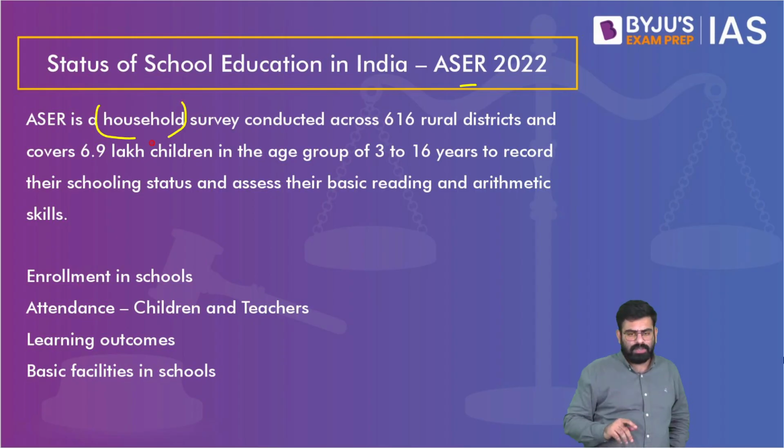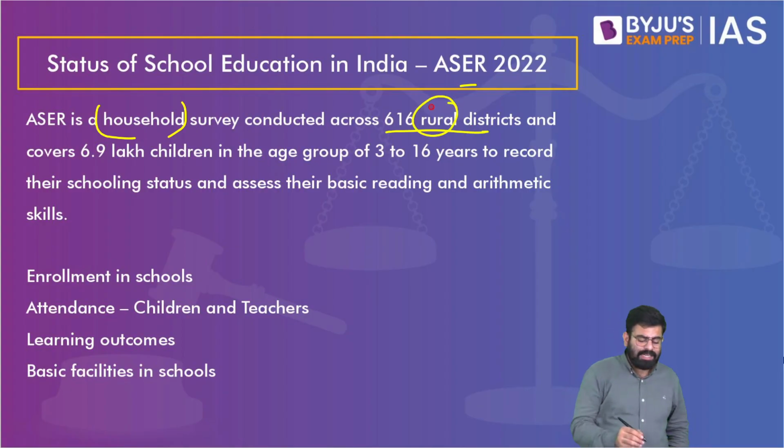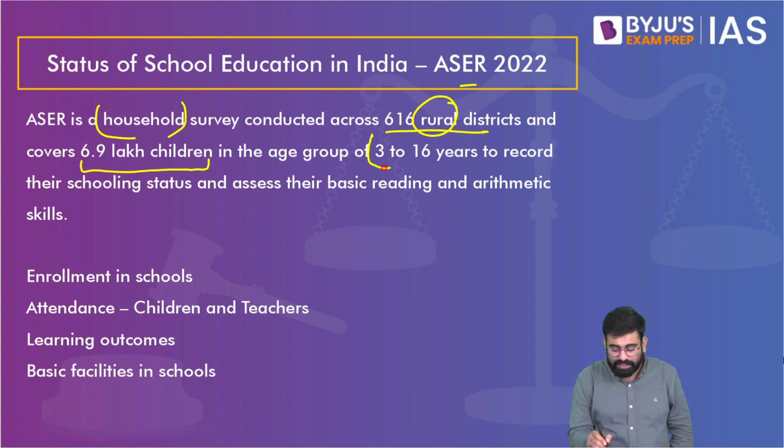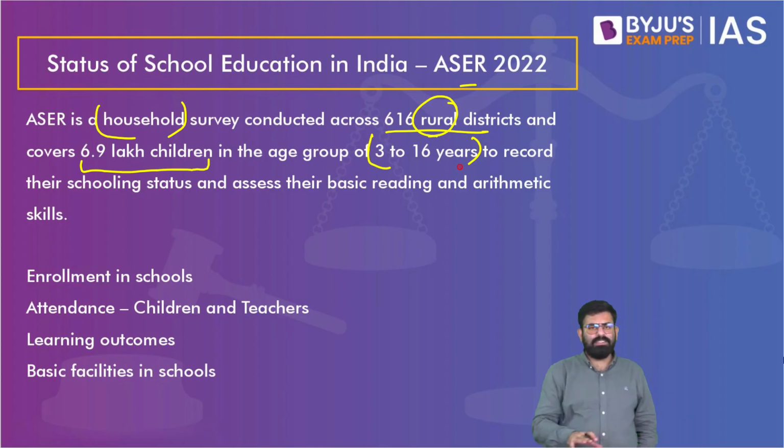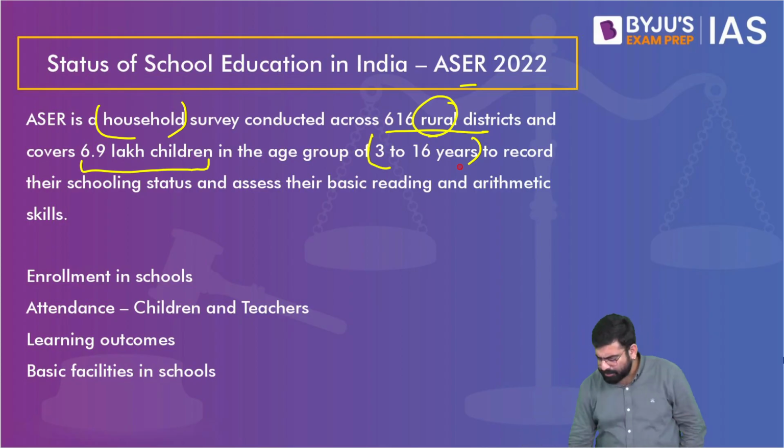This is a household survey. They're not merely going to the school and talking to students. They're going house by house, to every household, and checking. It covers around 616 rural districts and 6.9 lakh children between the age group of 3 to 16 years, to record their schooling status and assess their basic reading and arithmetic skills. Okay, we'll come to that.